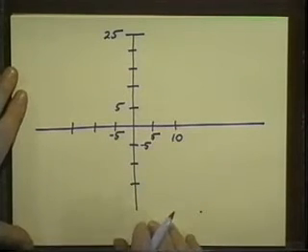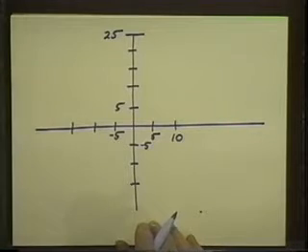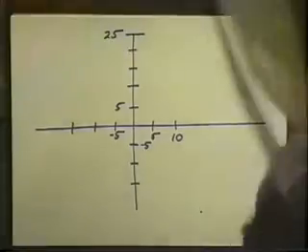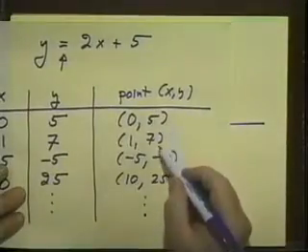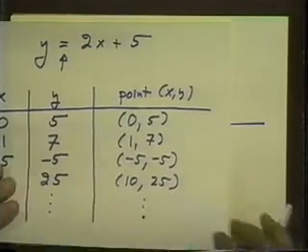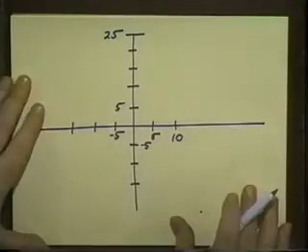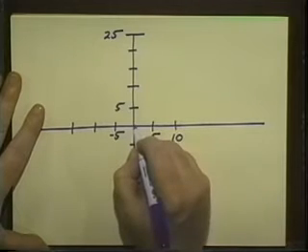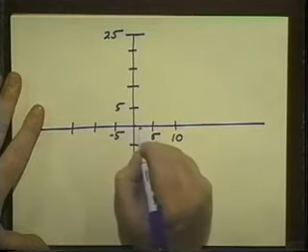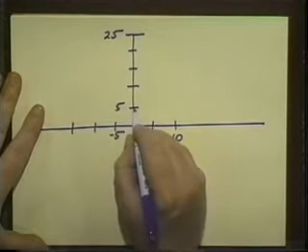So let me plot the points that were on the previous page. If I show you what those are, they are these 4 points, if you recall, 0, 5, 1, 7, minus 5, minus 5, and 10, 25. Now I'll go ahead and plot those. Let me start with 0, 5. That's an easy one to remember. 0 is the x-coordinate, so there is no direction in the x on the x-axis, and then I go up to 5.